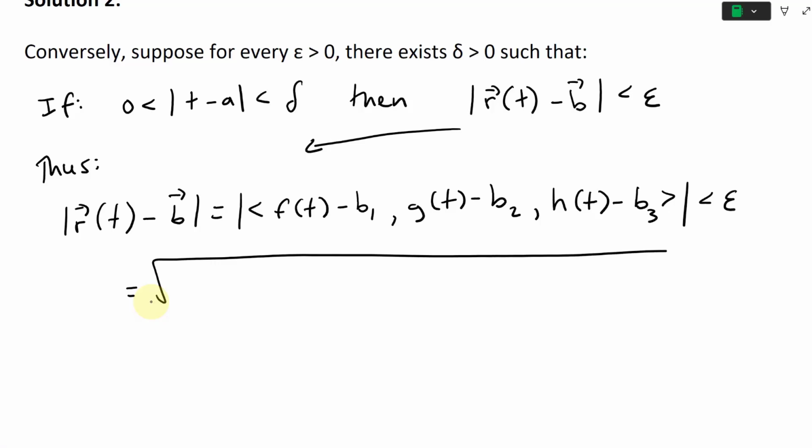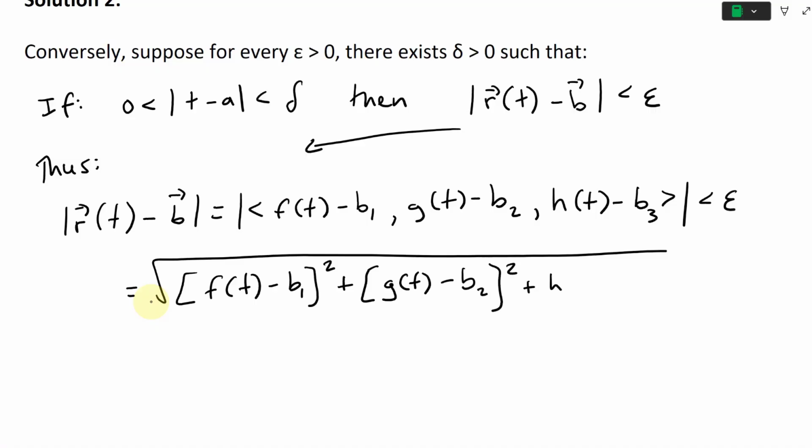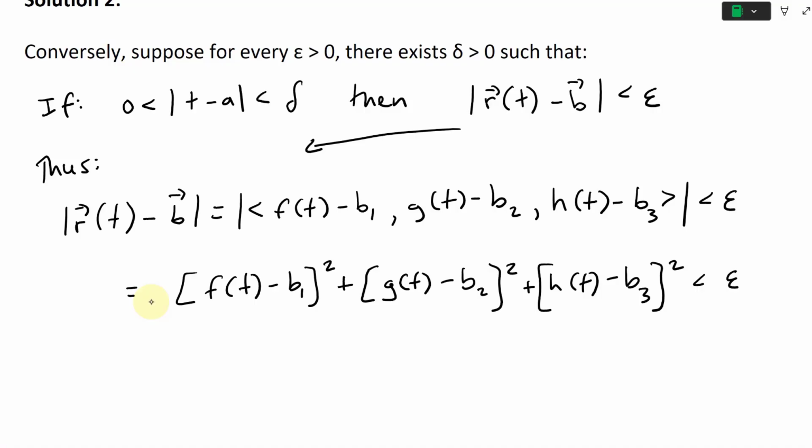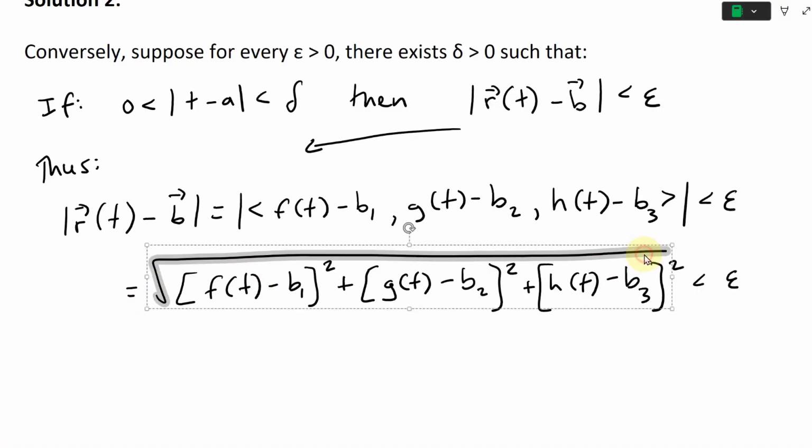This is going to be f of t minus b1 squared plus g of t minus b2 squared plus h of t minus b3 squared. And now this is going to be less than epsilon. So that's just the distance. Let's extend this further, like that.